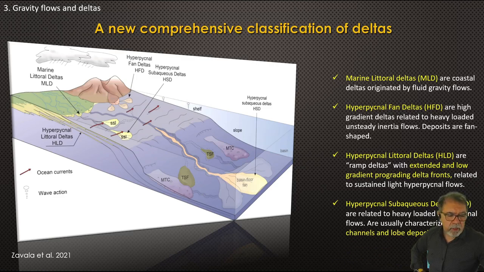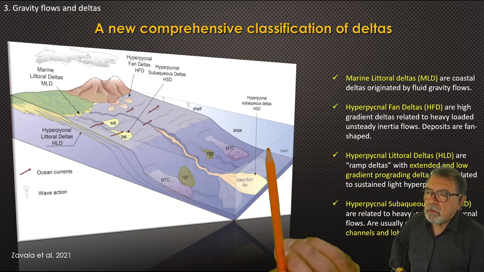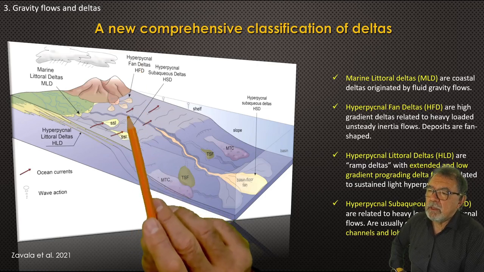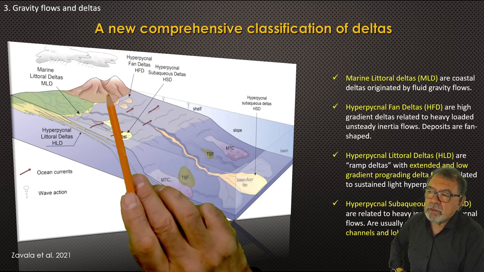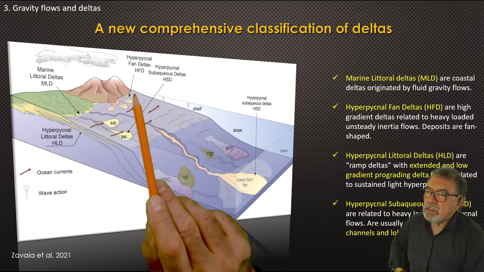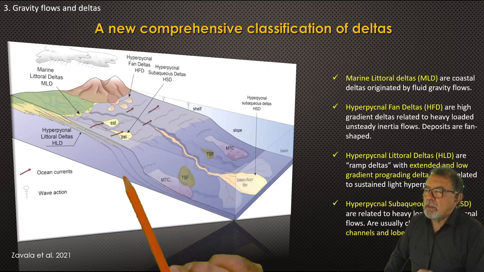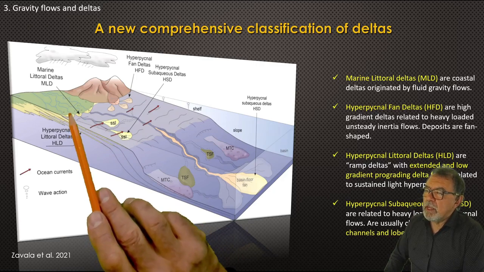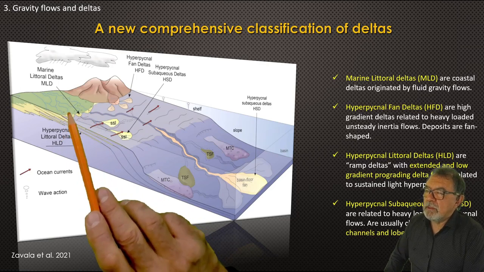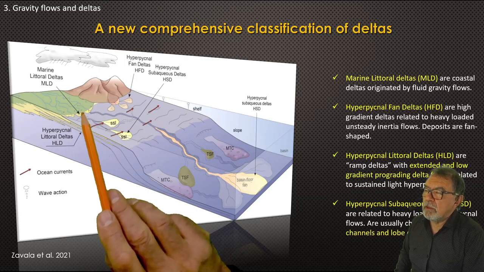So let's see now a picture in which we can see all the kinds of deltas we have in this classification. Of course, hyperpycnal fan deltas always need some slope because we need inertia dominated flows that create these lobes. So this is a typical situation in areas with high relief. Then we have the marine littoral deltas. These marine littoral deltas are the typical deltas you have in, for example, the classification of Galloway.